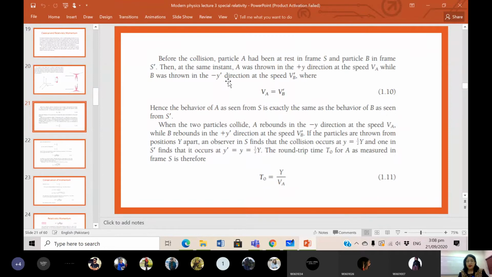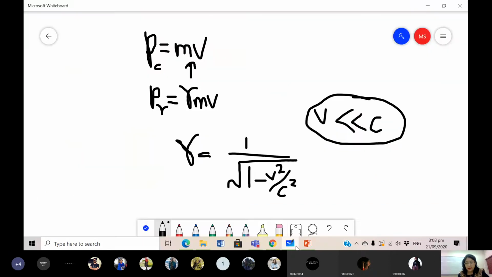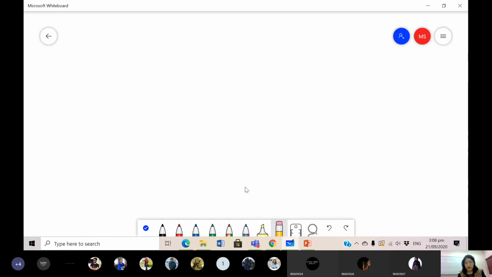Okay, so before the collision, particle A was at rest, yeah? And particle A before the collision, the collision hasn't happened yet. Particle A was at rest in frame S, okay? If we draw this, so particle A is here, okay? And particle B is here. This is B and this is A. They both are at rest initially.